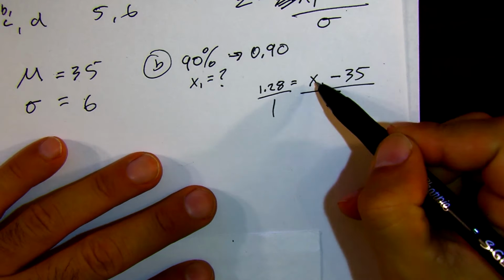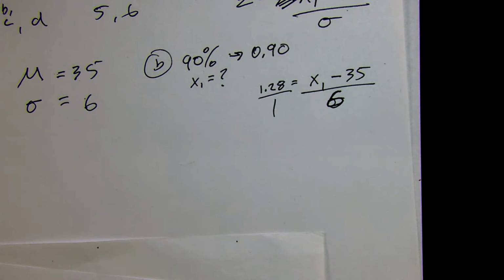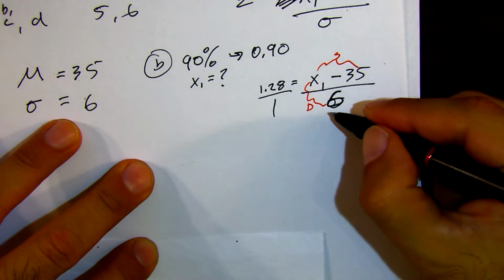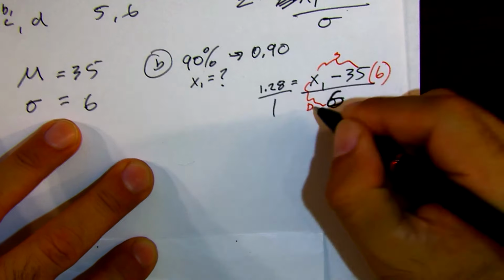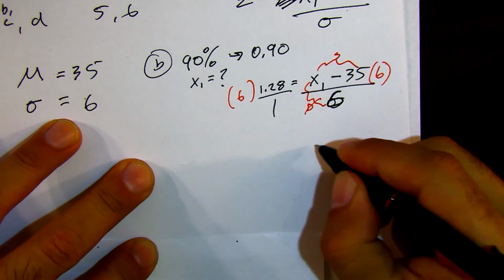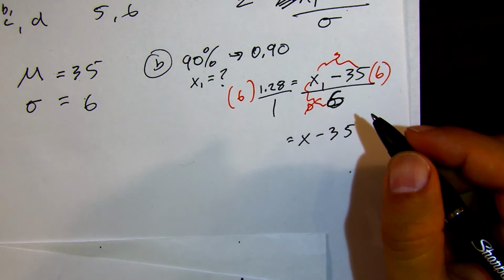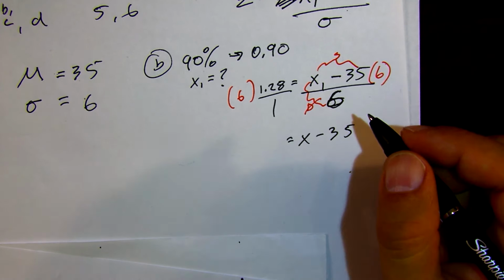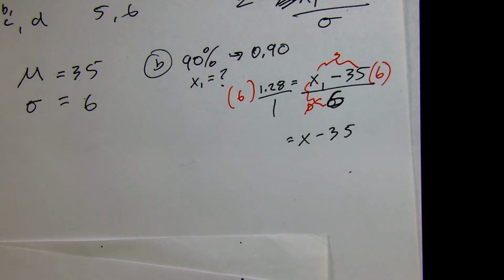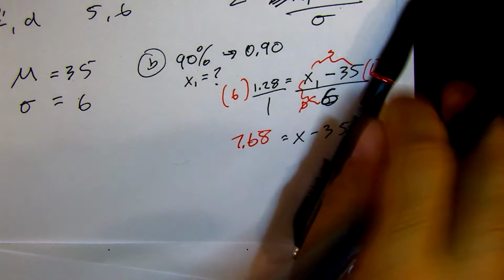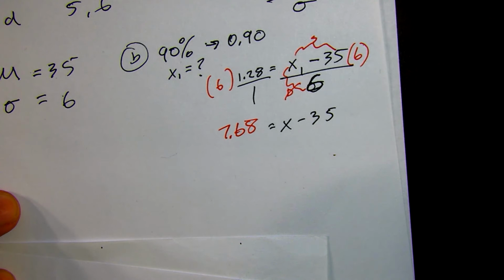I want to solve for x. First I have to get rid of everything connected to it. We've got subtraction and we've got division. First I'm going to deal with division by multiplying by 6 on both sides. That cuts that tie. Then we end up with x minus 35 is equal to 7.48. That's not right. 1.28 times 6 is 7.68. Not bad. And guess what? One more step: add 35.